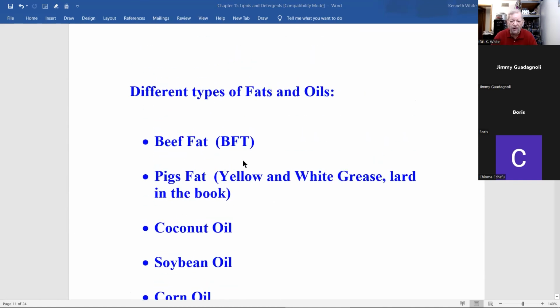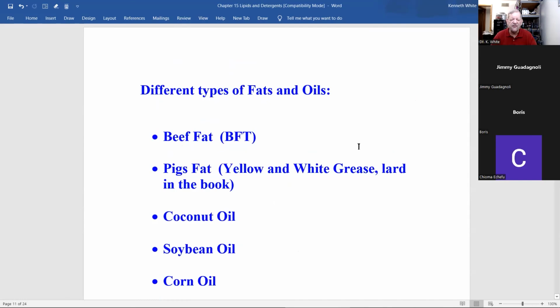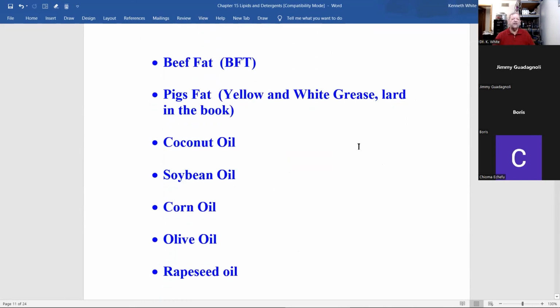Now, since I worked in this industry, I'm going to share something with you. There are different types of fats and oils. You should know that beef fat is called tallow. And BFT stands for a type of tallow, bleachable fancy tallow. But you should know beef fat is tallow. You should also know pig's fat is called yellow or white grease.